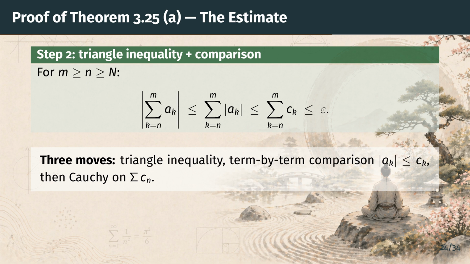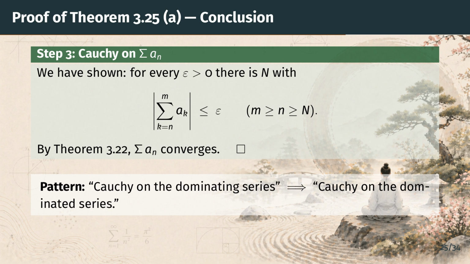Third, by the choice of n from step 1, that sum of C sub k is at most epsilon. Putting the 3 inequalities together, the block sum of A sub k is at most epsilon in absolute value. That is the Cauchy criterion of Theorem 3.22, verified for the series of A sub n, with the same n that worked for the C sub n. So that series converges, and part A is proved.